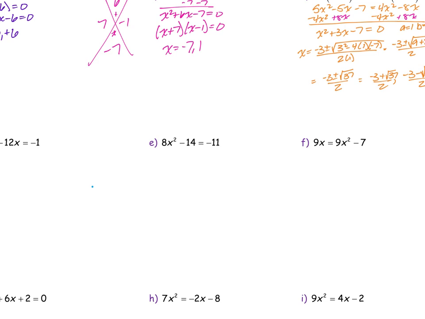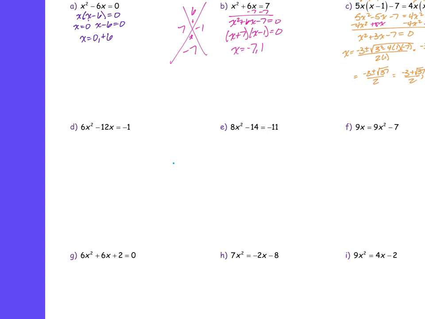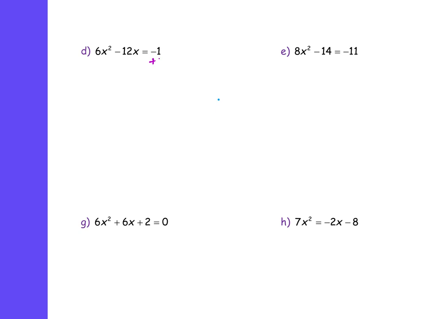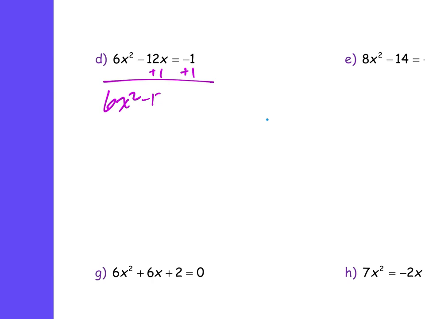If they give you a plus or minus in the little things to click on, then you can use a plus or minus. So number D: 6x squared minus 12x plus 1 equals 0. It can't be factored. There's no way you can multiply 6 and 1 together to get 12. Sorry, it doesn't work. So A equals 6, B equals negative 12, and C equals 1.